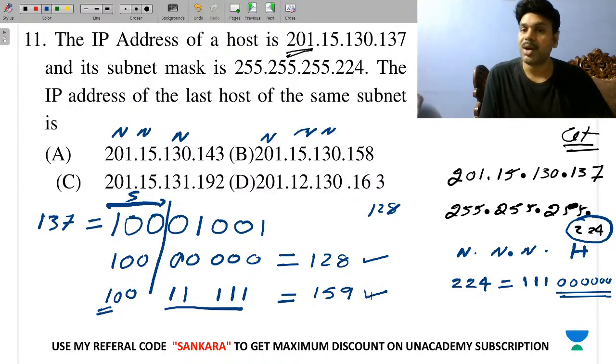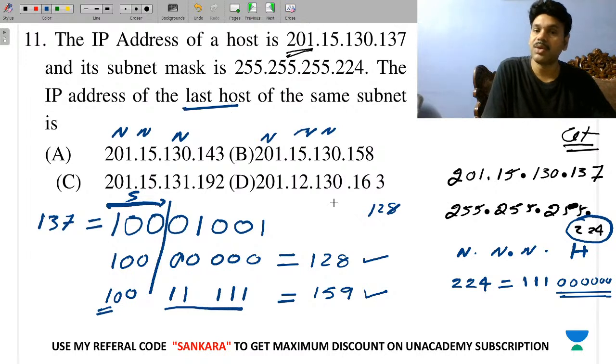But you observe, you cannot use starting number and ending number as they are reserved. So the number before is asked, last host means what? The number before 159 is what? 158. This is your answer.